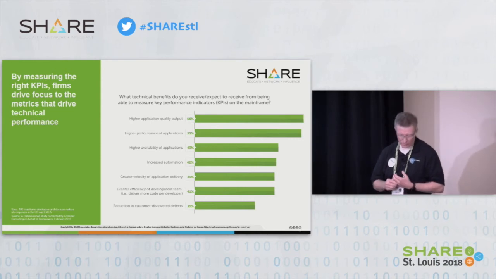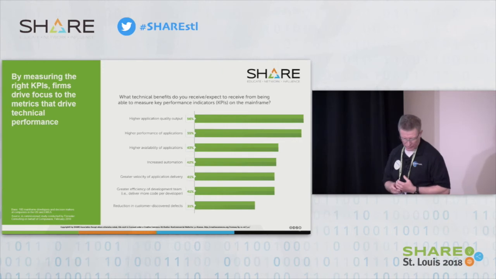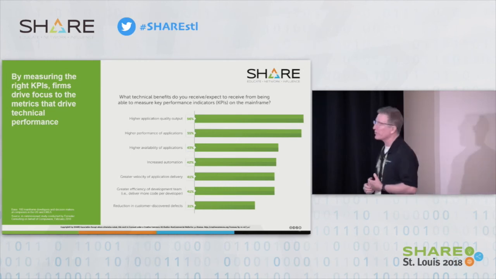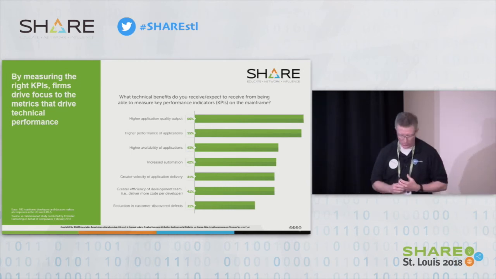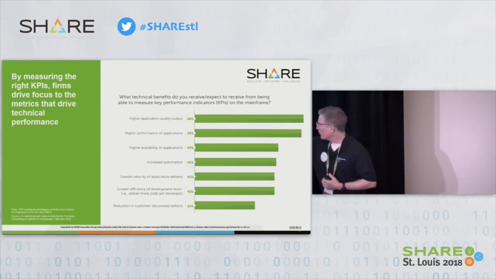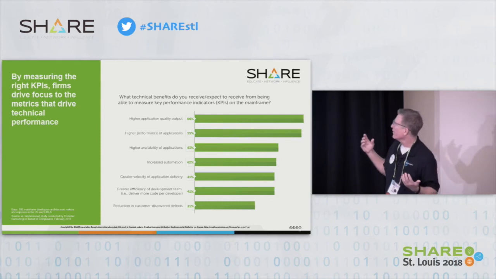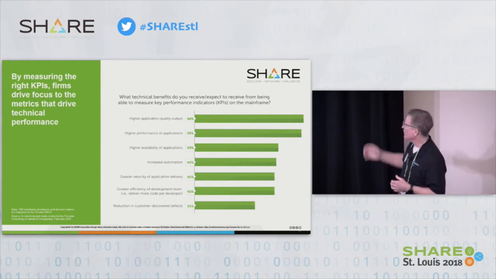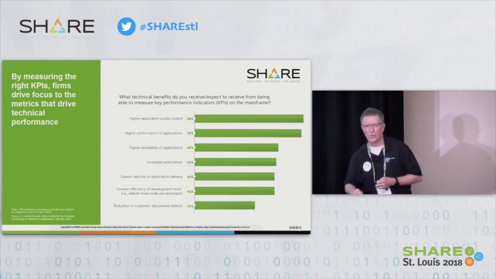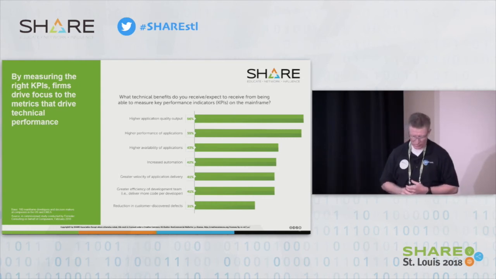When asked what technical benefits people expected to receive from measuring KPIs, the top vote getters once again revolved around quality. Higher application quality and higher performance of applications were the two top vote getters. But strangely enough, they didn't expect a reduction in customer discovered defects. I found that really interesting: we want to measure these things, and quality is something we expect, but we don't really expect to see a reduction in customer defects.